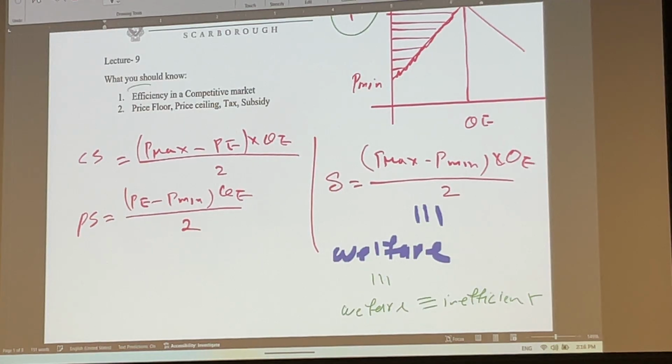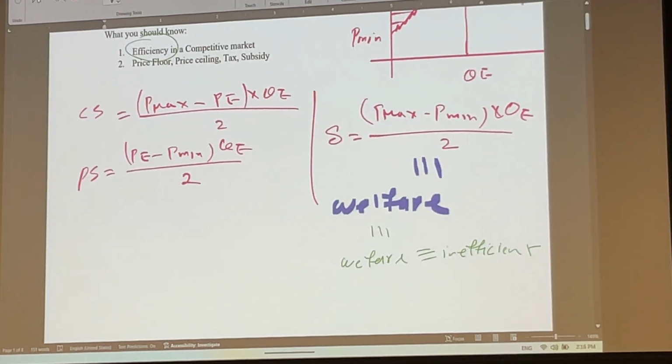So efficiency in a competitive market basically means the competitive market will give you maximum surplus, maximum welfare. Anything but, you're going to end up with loss of welfare. Right? Okay.